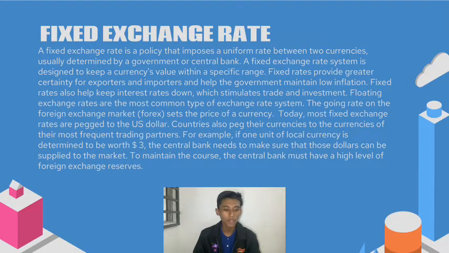Floating exchange rates are the most common type of exchange rate system. The going rate on the foreign exchange market sets the price of a currency. Today, most fixed exchange rates are pegged to the US dollar. Countries also peg their currencies to the currencies of their most frequent trading partner. For example, if 1 unit of local currency is determined to be worth $3, the central bank needs to make sure that those dollars can be supplied to the market. To maintain the rate, the central bank must have a high level of foreign exchange reserves.